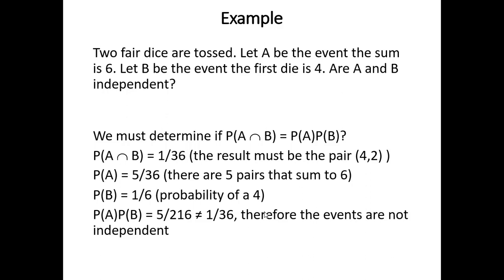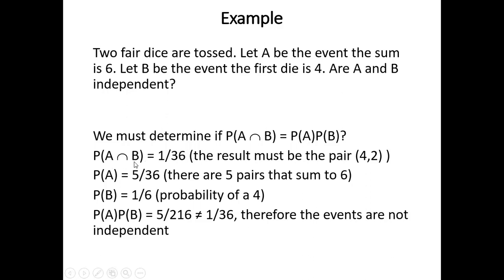Let's look at one more example in this video. Suppose two fair dice are tossed. Let A be the event that the sum of the two dice is 6, and let B be the event that the first die is a 4. The question is, are A and B independent events? So we go back to the definition. We must determine if the probability of A intersect B is equal to the probability of A times the probability of B. We could calculate each side of this equation and then compare.